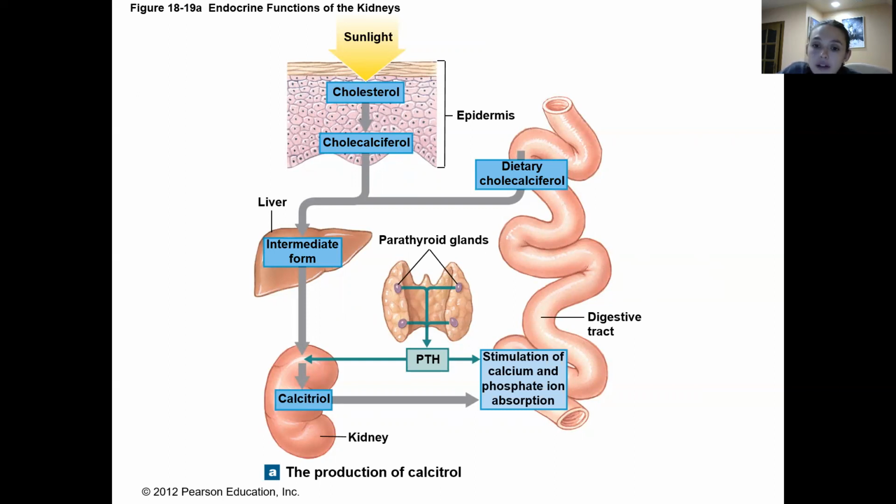At this level, this intermediate form is converted to calcitriol under the influence of parathyroid hormone. The function of the parathyroid hormone in this mechanism is stimulation of absorption of calcium and phosphate from the digestive tract. So vitamin D and parathyroid hormone together are responsible for production of calcitriol.